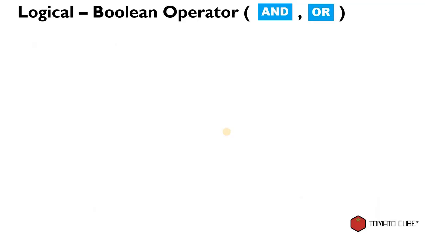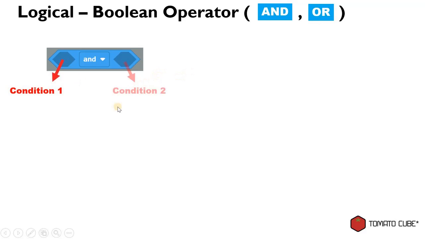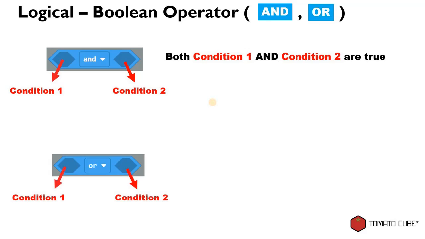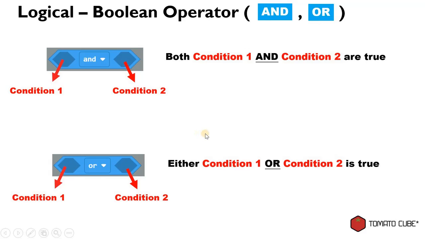Now it's time for us to learn Boolean operators. Boolean operators allow us to take in multiple conditions. There are two types of Boolean operator. One is AND, another one is OR. The AND Boolean operator in this example takes in two conditions, condition 1 and condition 2. The if comparison will return true if both conditions are true. And if you use the OR operator, the comparison will come back as true as long as one of the conditions is true. So either condition 1 is true or condition 2 is true, then the comparison result will return true.